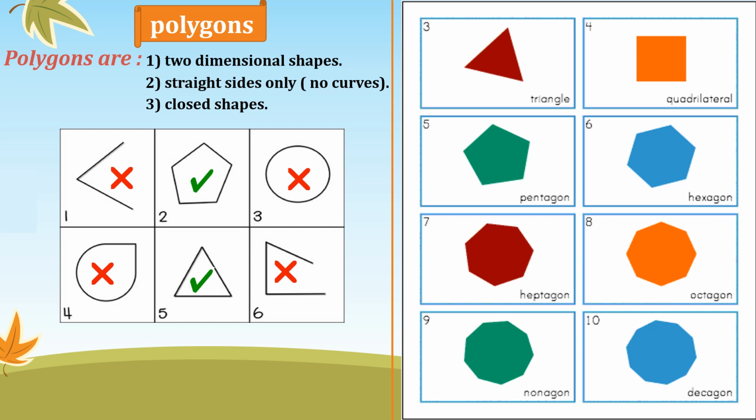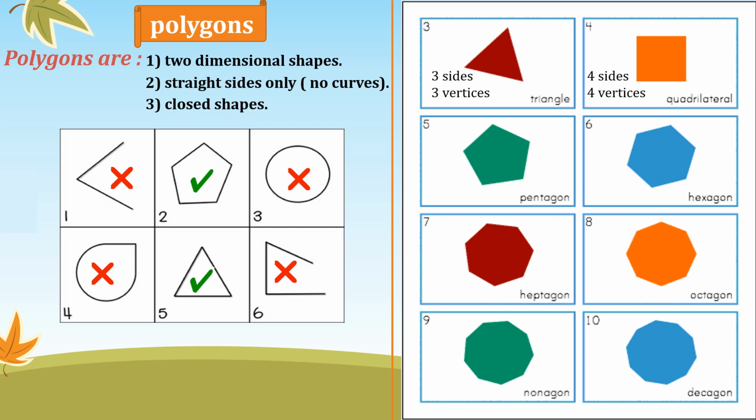Here we have some polygons. We want to count their sides and their vertices and focus well on their names. The first shape is triangle. It has 3 sides and 3 vertices. The second shape is square, and square is called quadrilateral, and we will see later what quadrilaterals are. And it has 4 sides and 4 vertices.